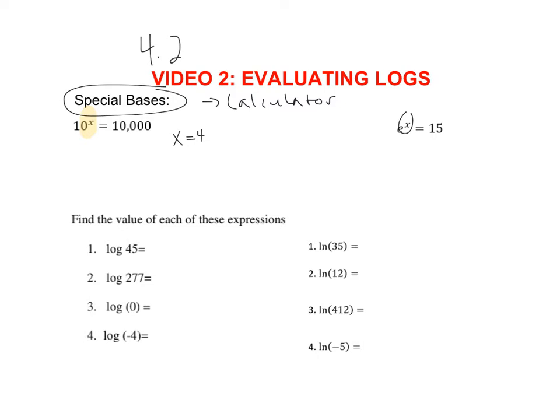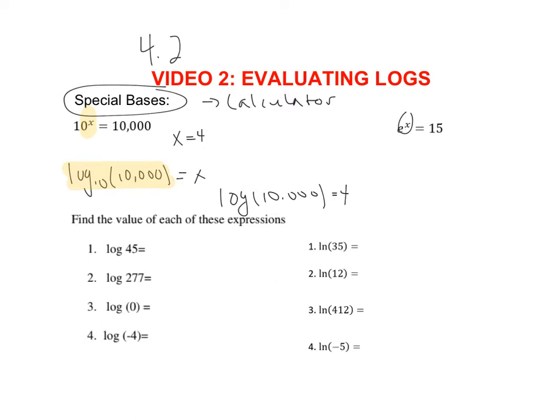If I were to write this as log base 10 of 10,000 equals x, this piece here, log base 10 of 10,000, our calculator can handle. If you look in your calculator, it's just the LOG button. That's what we call our common log, log of 10,000. You plug that in your calculator, you're going to get 4.